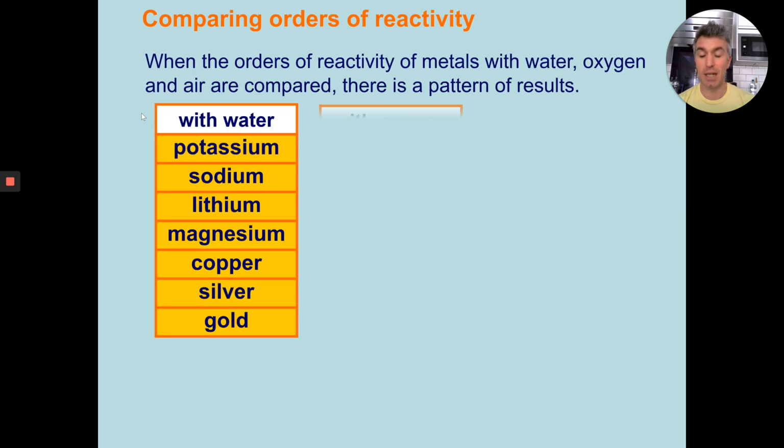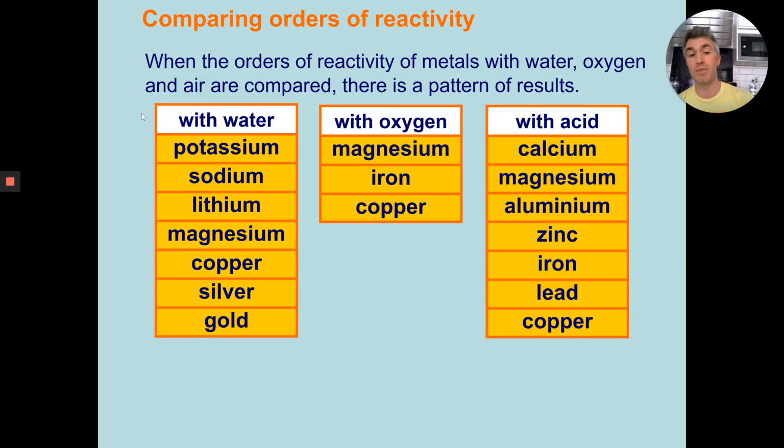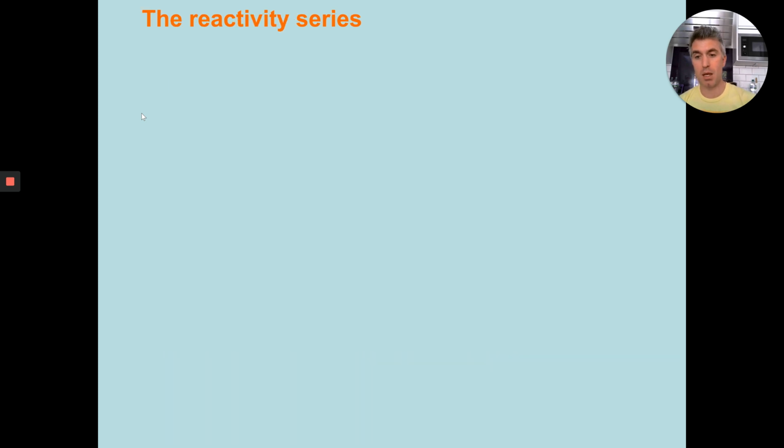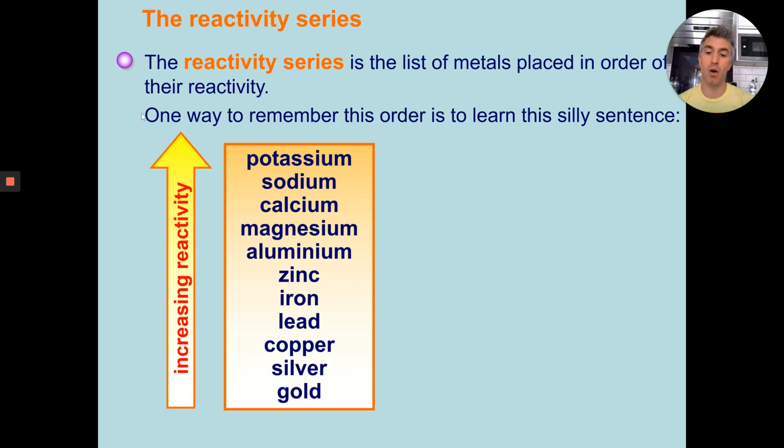And so now we've done an experiment with water, we've done an experiment with oxygen, and we've done an experiment with acid. And from that, we've got an order of reactivity. We know that potassium is much more reactive than lithium and way more than gold. We know magnesium is more reactive than iron and copper. We know calcium is more reactive than aluminium. And if we combine all of these things together, we get the reactivity series of metals.